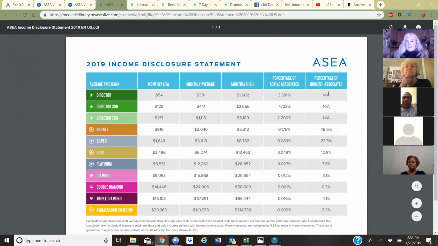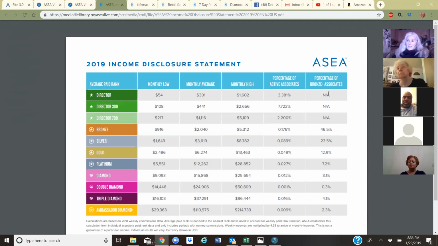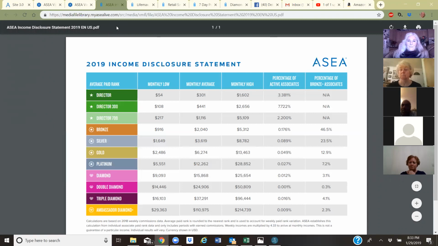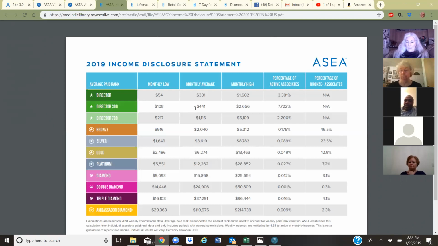So anyway, they had to disclose that for the FTC and everything else. They don't love doing that because it doesn't look very good. But that's why we say it's so rare to go into the ambassador diamond. Of all the associates, the active ones, it's 0.009 if you get to that rank. Anyway, that's a very good thing, we love it.